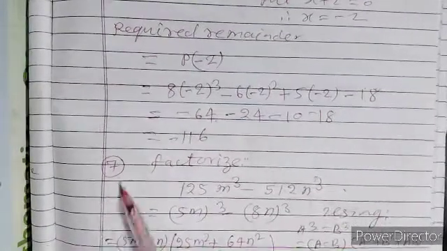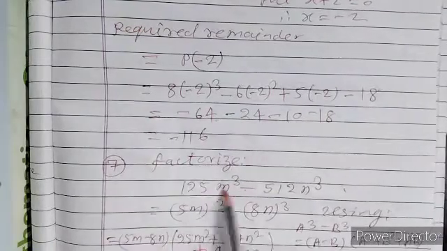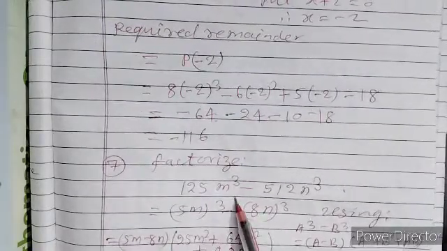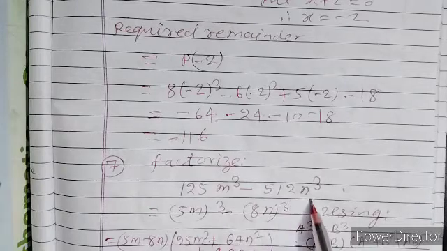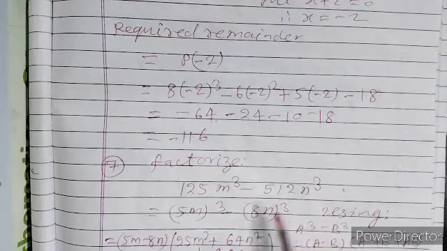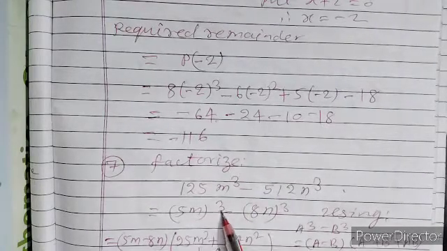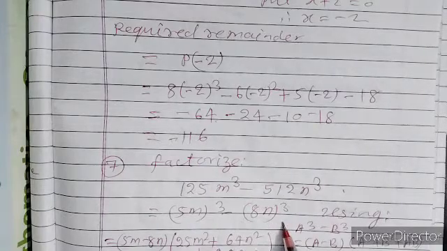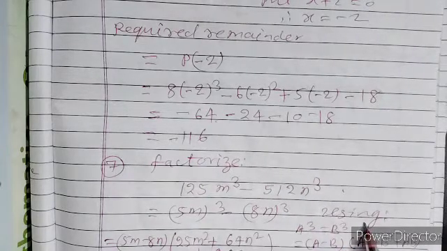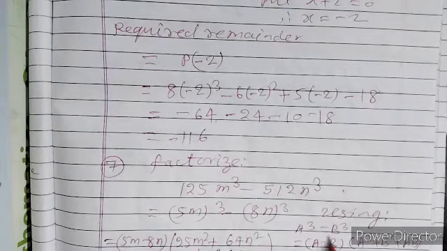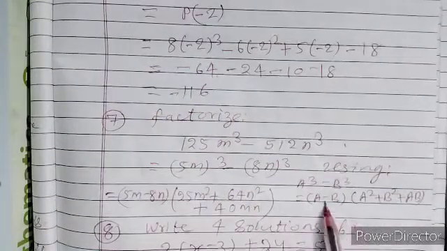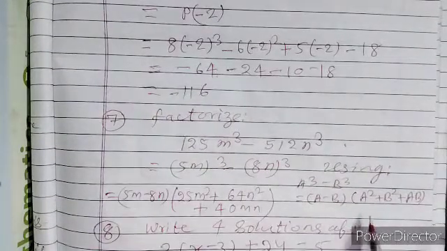Now this is question number 7. You have to factorize 125m cube minus 512n cube. This may be written as (5m) whole cube minus (8n) whole cube. Now using the formula a cube minus b cube equal to (a minus b) into (a square plus b square plus ab).